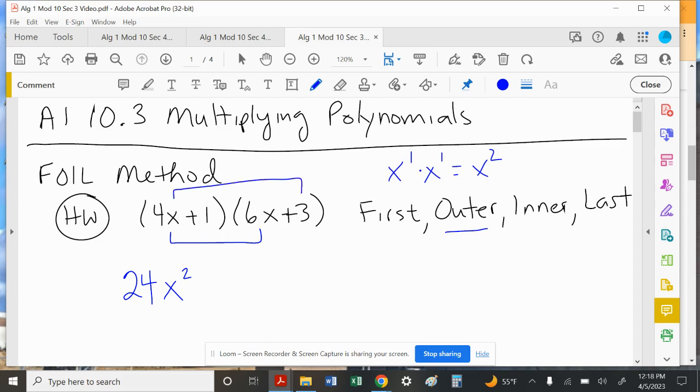Outer means that we look at the outer terms of the entire thing. So that would be the 4x and the 3 plus 3. We're going to multiply those together. We get 12 from 4 times 3. Notice one of them has an x, the other one doesn't. So we just have x. Then we're going to multiply the inner. Inner are these two values here. That is 1 times 6, which is 6. And then we have an x. And then finally, we multiply the last values, which are these two numbers right here. 1 times 3 is 3.